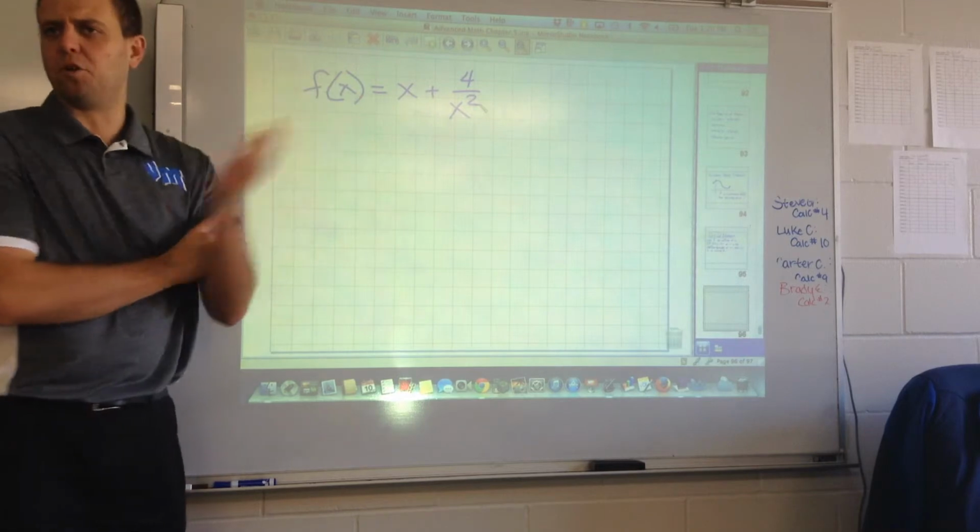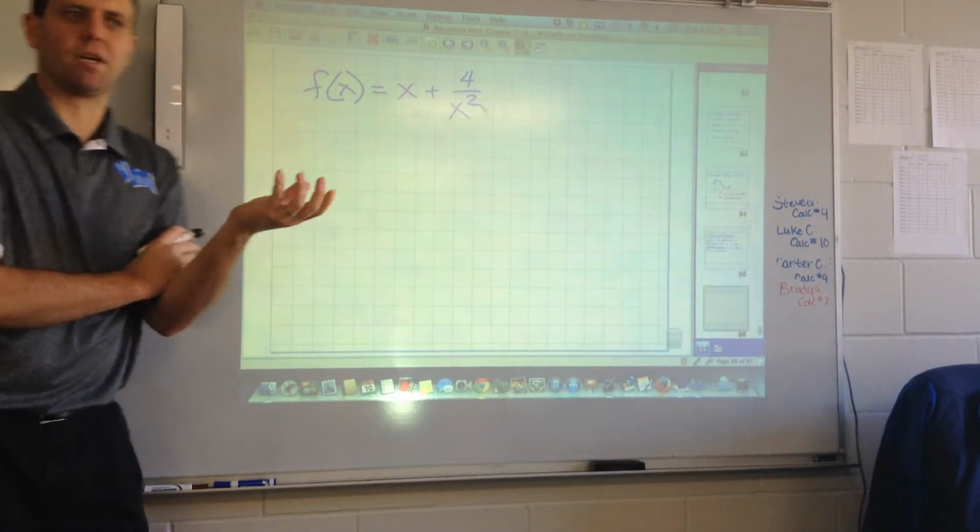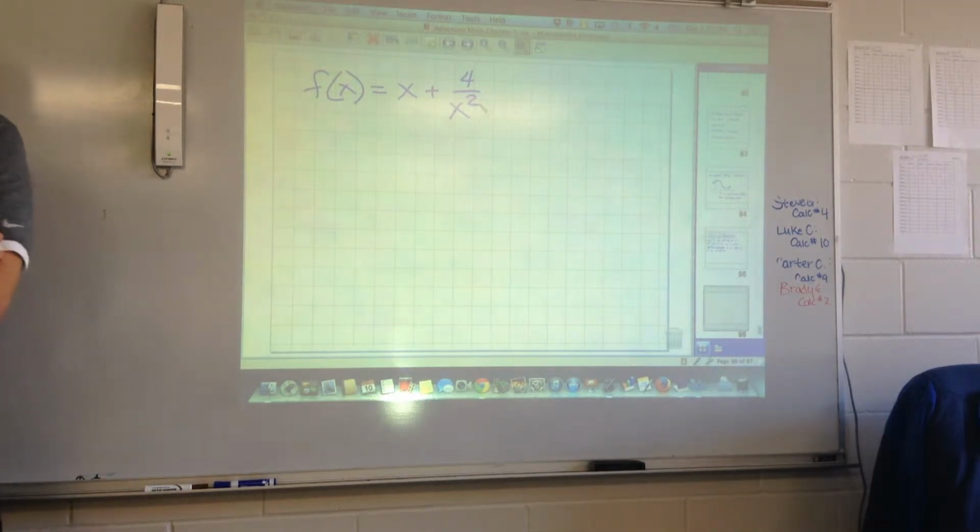What number is not in the domain of this function, though? 0. Yeah, you can't have 0. x cannot equal 0. So 0 cannot be a critical number because it's not even in the domain of the function.